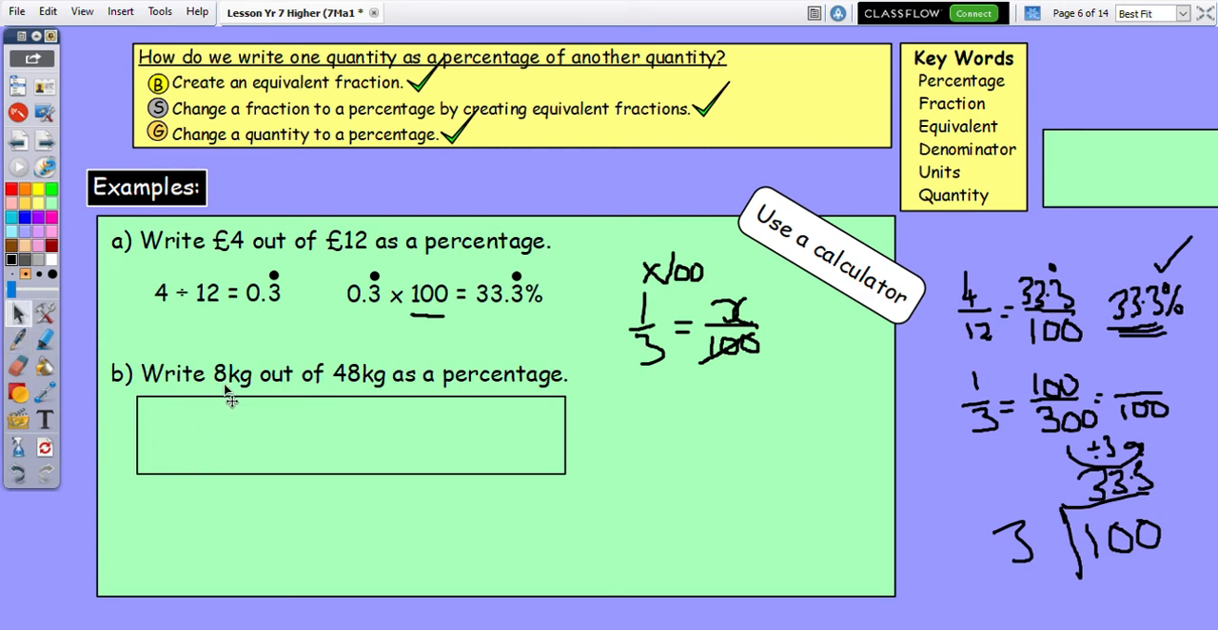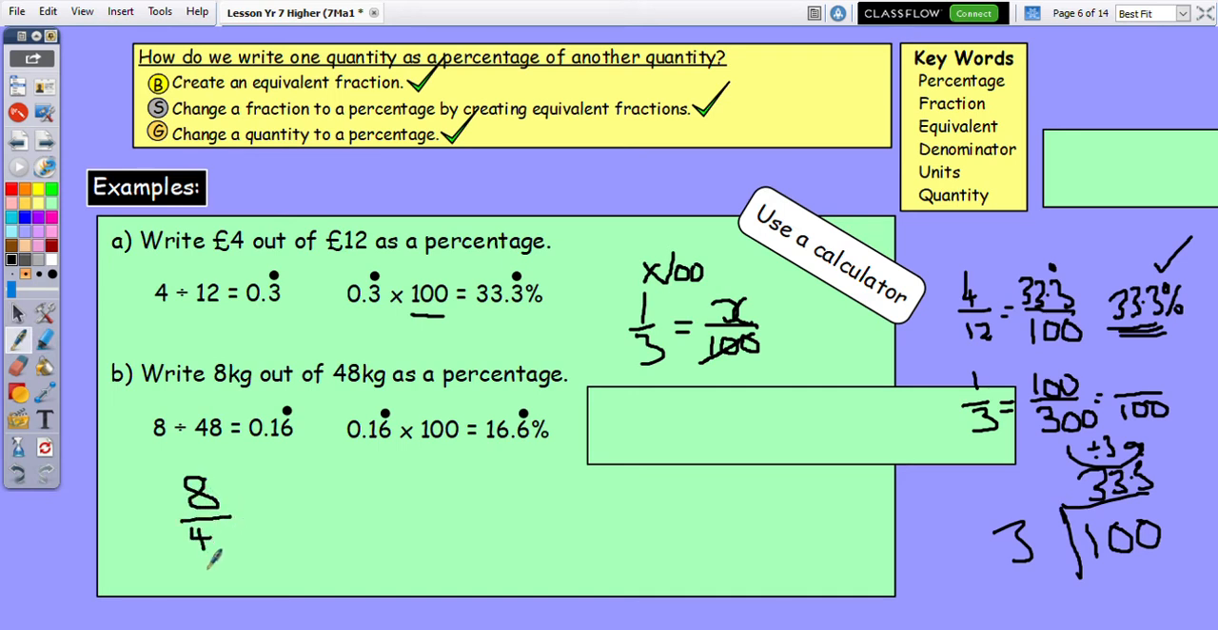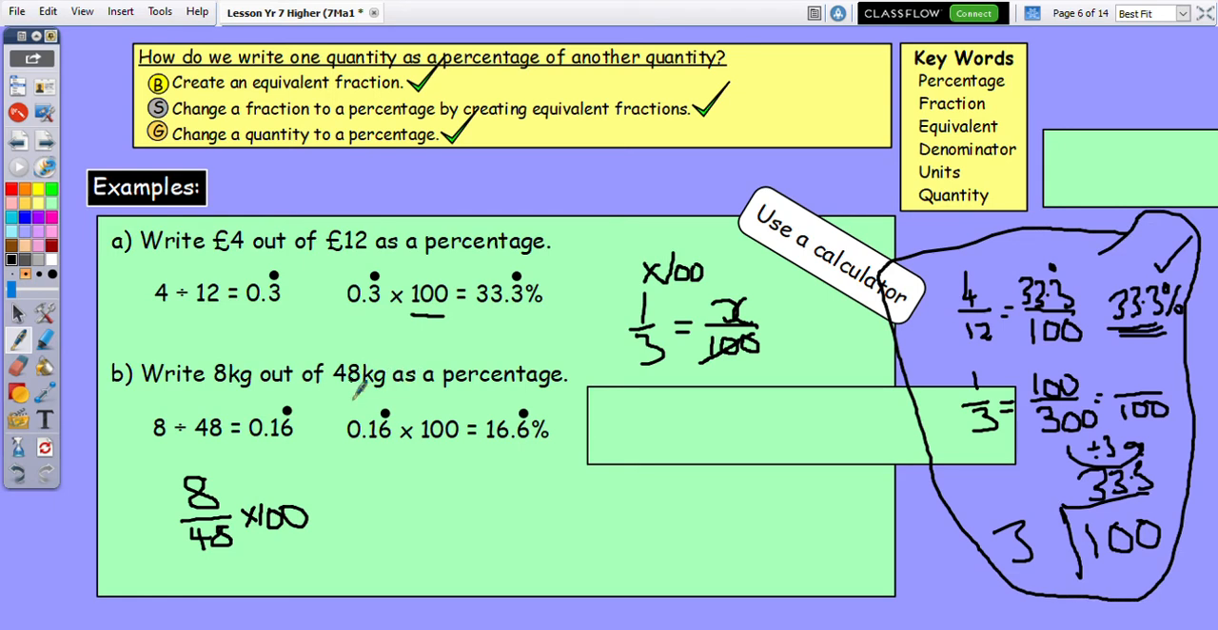Which means that this question is pretty straightforward to answer now. All I've got to do is 8 divided by 48 multiplied by 100. If I was to write that out as a fraction, 8 divided by 48 multiplied by 100. This bit here gives me my decimal bit. This multiplying by 100 changes it to a percentage. So I could either use an equivalent fraction, but remember, when these numbers become interesting, it starts getting a bit difficult, or I could just use a calculator.